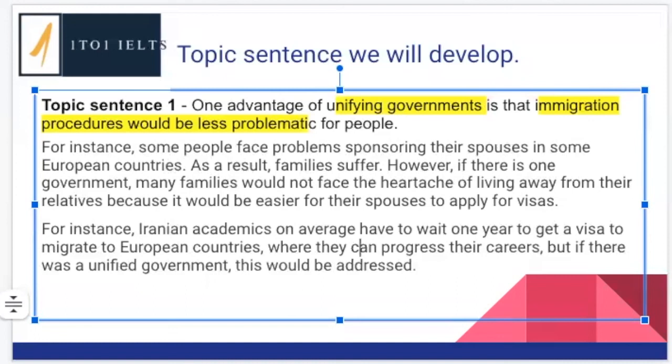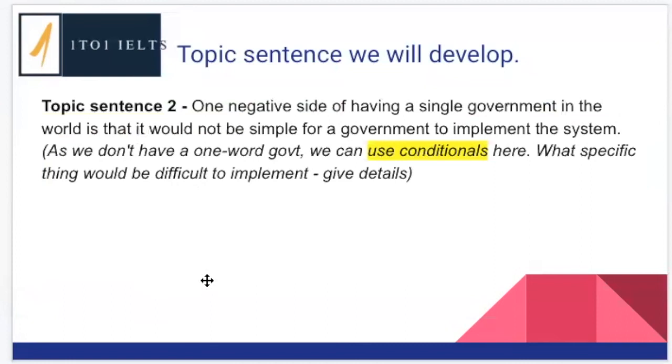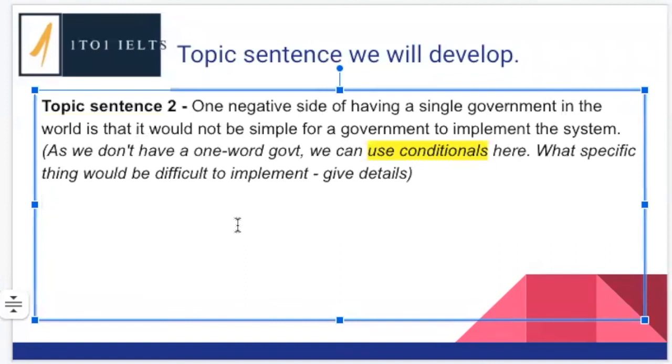So what I'm going to do is maybe just take the first 1 or 2 for the next topic sentence, because we've been working through this essay, we want to see how to address this. So the second example here, talking about the negative side of having a single government in the world, is that it would not be simple for a government to implement the system. So obviously we do not have an example of this. So something we could do is use conditionals here.